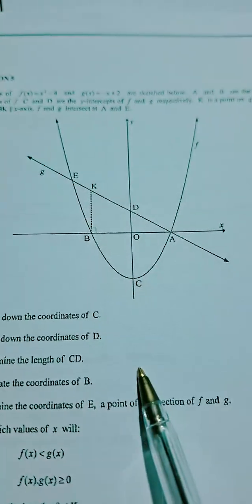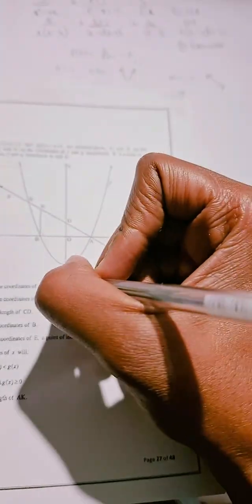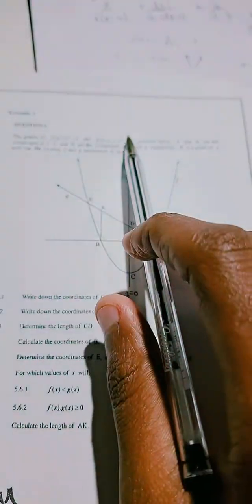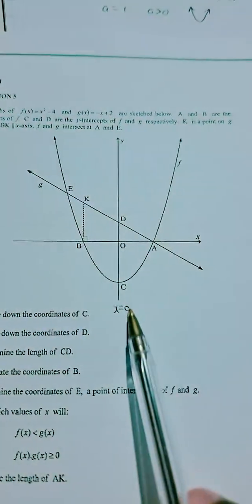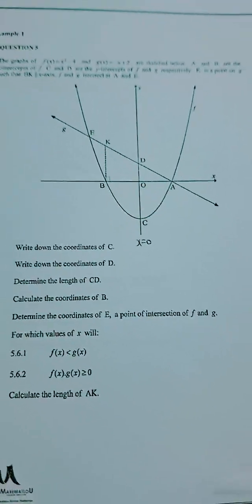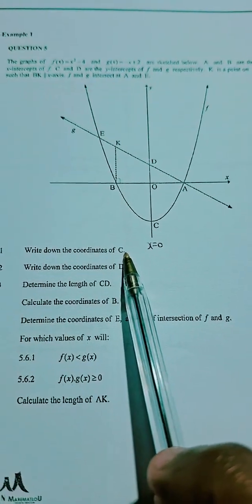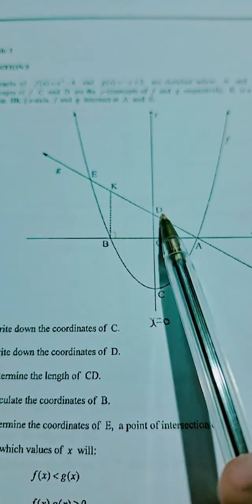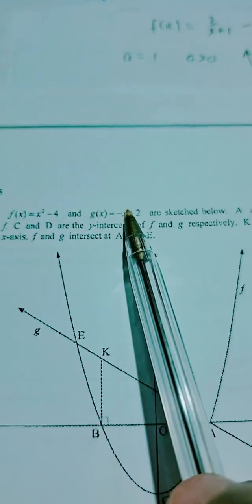Okay, guys, on the y-axis, this has the equation x is equal to 0. This is basically the values of x everywhere on this y-axis. X is 0. So that's why we can confidently say that the coordinates of C are 0 and -4, whilst the coordinates of D are 0 and +2 from the straight line.